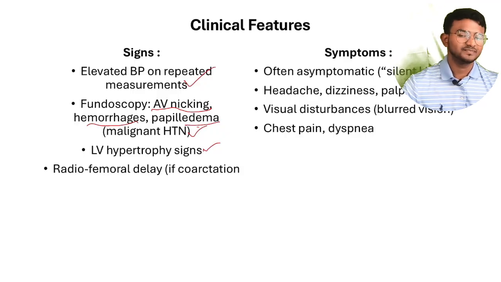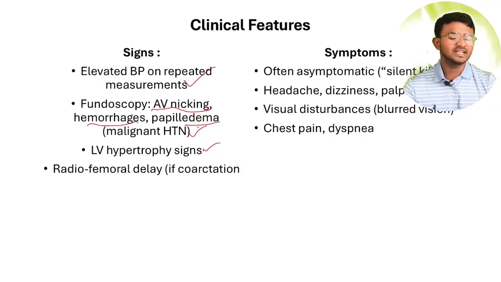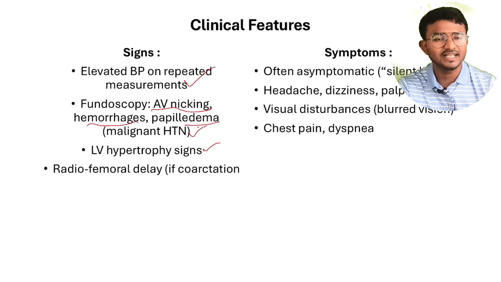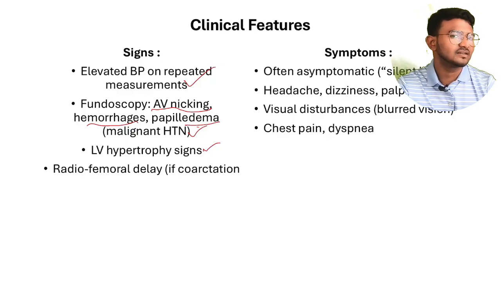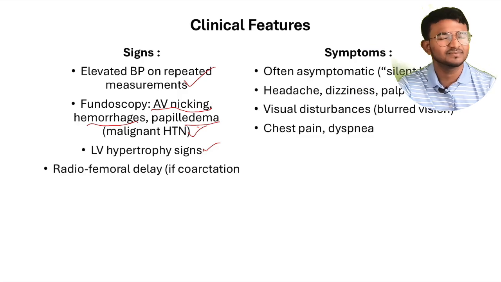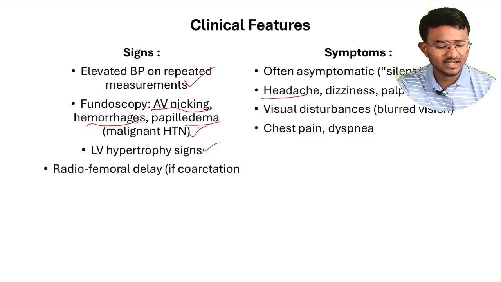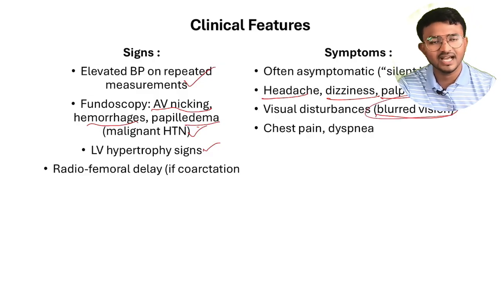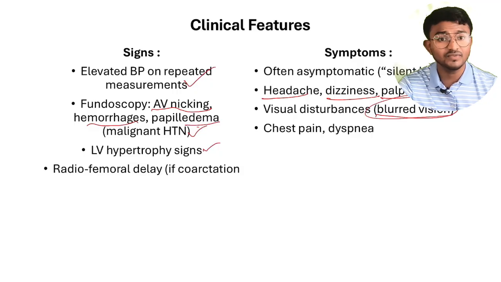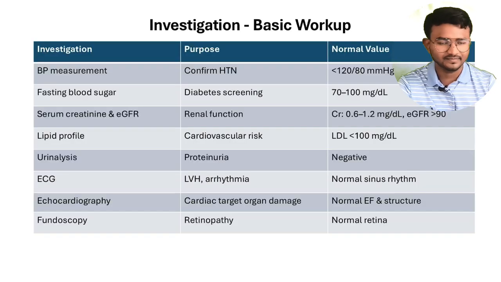Next one, symptoms. In symptoms, it is mostly asymptomatic, that's why we say hypertension is the asymptomatic and silent killer. If target organ damage happens, we can see some mild symptoms, that is headache, dizziness and palpitations, and sometimes visual disturbance. If the patient gets blurred vision or eye related problems, then we can see visual disturbance and blurred vision. And in heart related things, chest pain and difficulty in breathing.